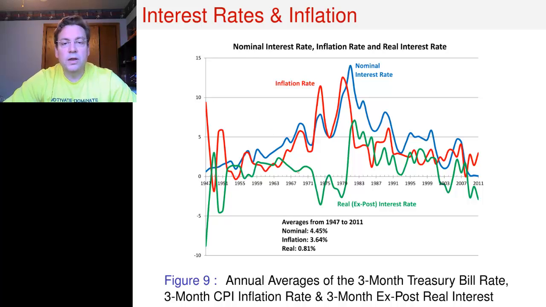So this is a picture that I think you've seen, but what I want to emphasize is that there have been times in the 70s, for example, and more recently, when real interest rates have been negative. So people actually got a negative real return on these nominal assets that they were holding.